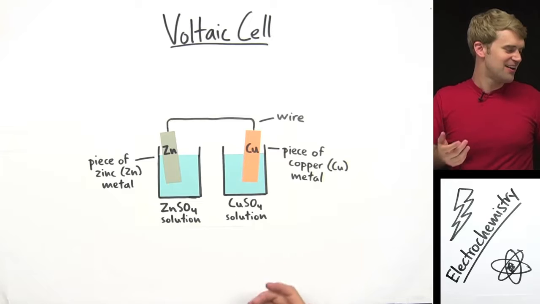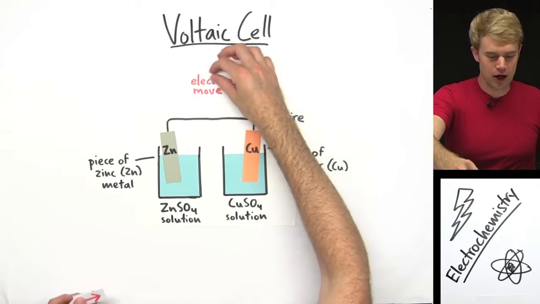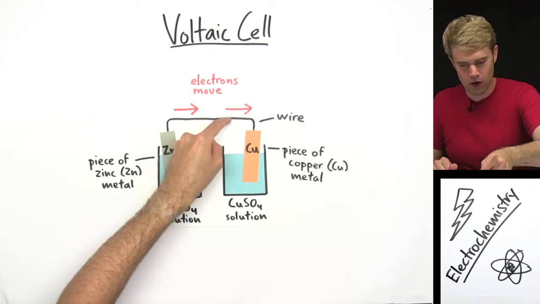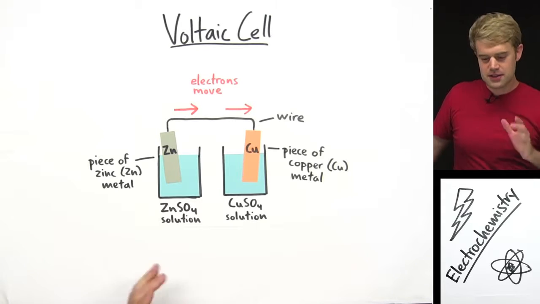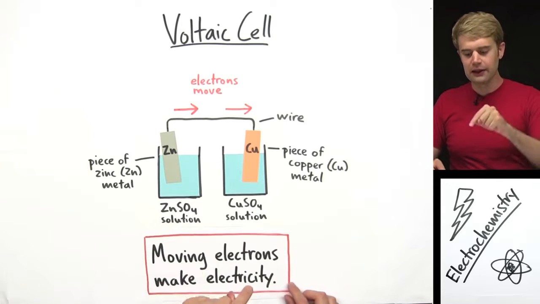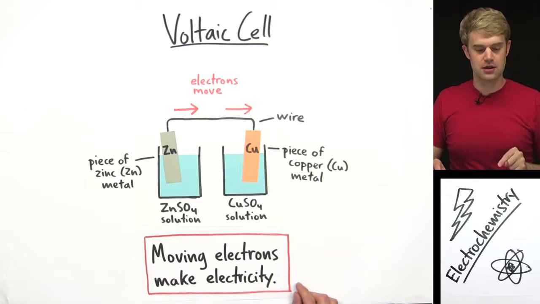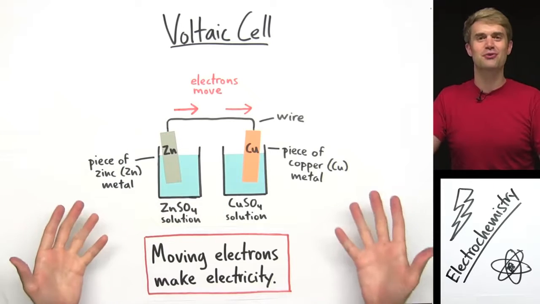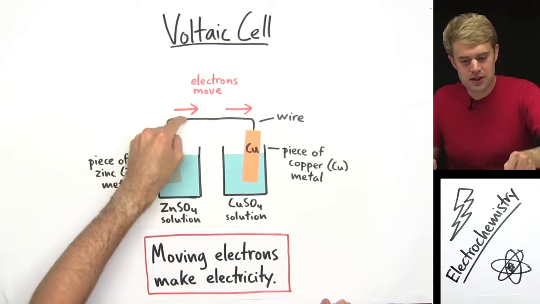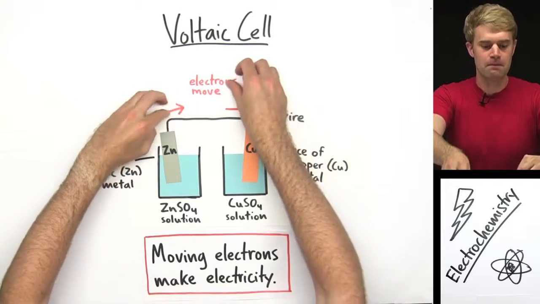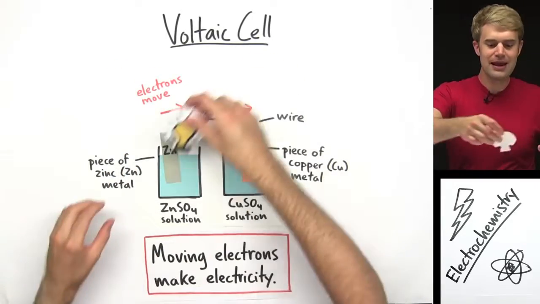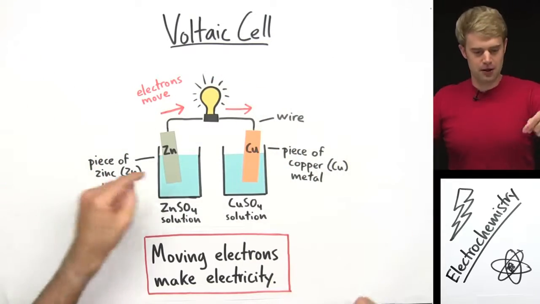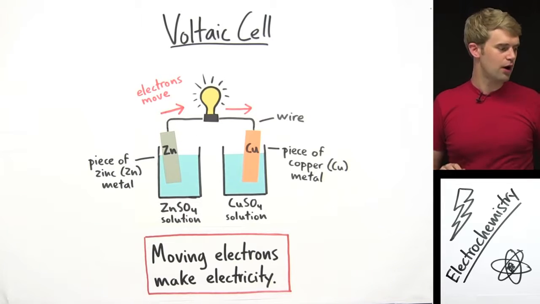And when we do this, something amazing starts happening. Electrons start moving through this wire. They move from the zinc metal into the copper metal. Now, this is a big deal because moving electrons are what make electricity. So when we hook this wire together with the pieces of metal and electrons start moving through it, we have electricity moving through this wire. And what we could actually do is take a little light bulb like this and hook it up to this wire, and the light bulb would turn on because there's electricity moving through this wire.